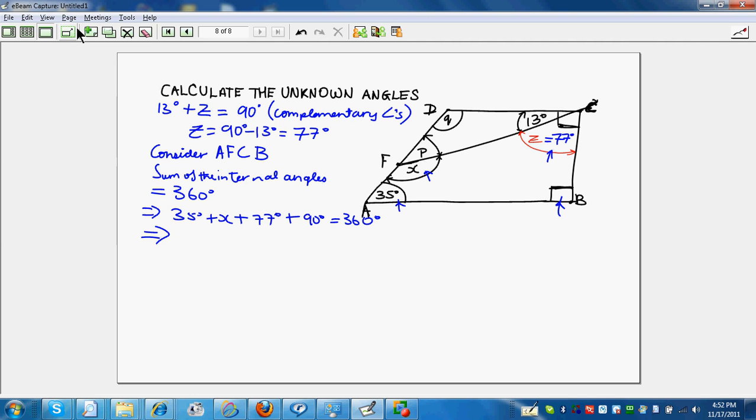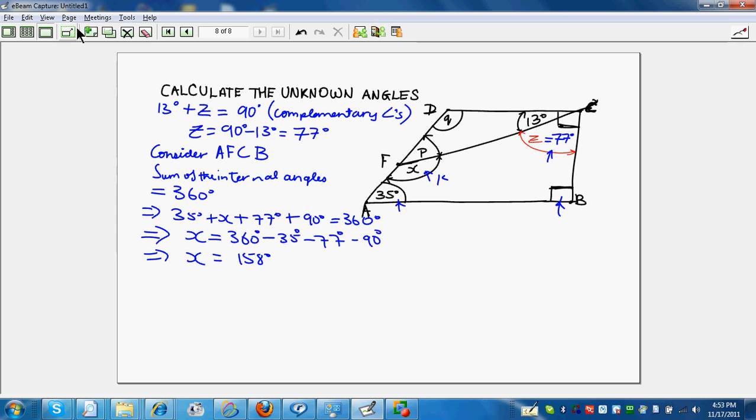So we continue. 35 plus 77 plus 90. Whatever you get, you have to subtract that from 360 and it will give us x. Or we could write it like this. X will be equal to 360 minus 35 minus 77 minus 90. In other words, we subtract those numbers on the left-hand side and we also subtract them on the right-hand side, to maintain the equality. So this is what it comes down to be. Therefore, angle X works out to be 158 degrees. Angle X is 158 degrees.